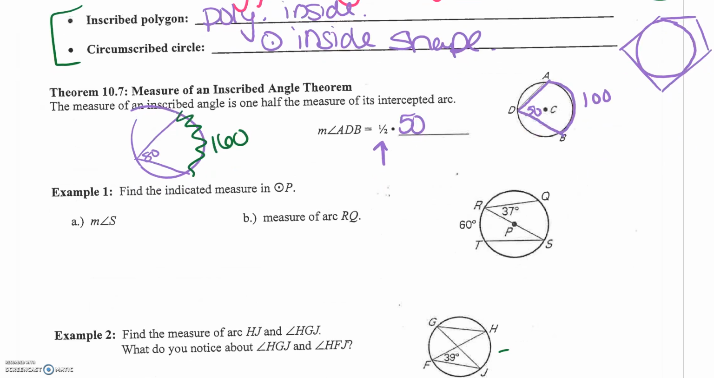So looking at example 1, I want the measure of angle S. It's very helpful to trace the angle so that way you can see the arc that it intercepts. And then half of 60 would be 30.